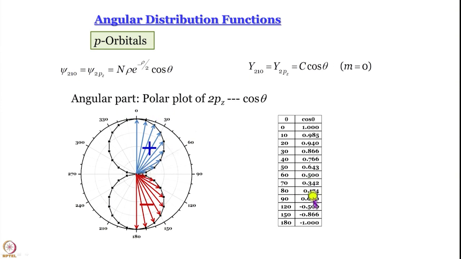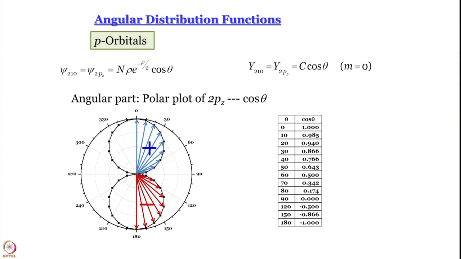What happens when you go beyond 90 degrees? You start getting negative values. There is no way in which we can show negative here. So what we do is we use a different color and we write the sign of the function cos theta explicitly in the relevant parts of the curves. Also, please remember that theta ranges from 0 to 180 degrees, so you should not draw anything beyond 180 degrees. So this is a way of designating the angular part of the wave function.